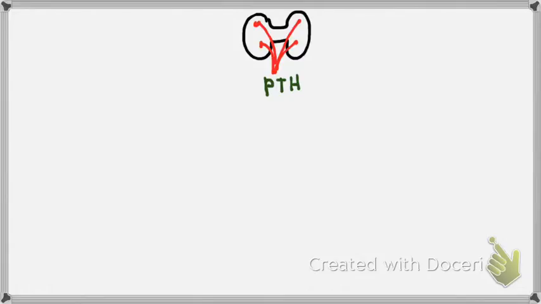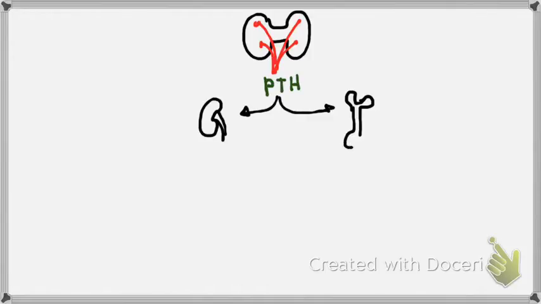which is going to go to the kidneys. Let's draw here a kidney. And it's also going to go to the bones. Let's imagine this is a bone. Well, the parathyroid hormone in the kidneys is going to do three things.